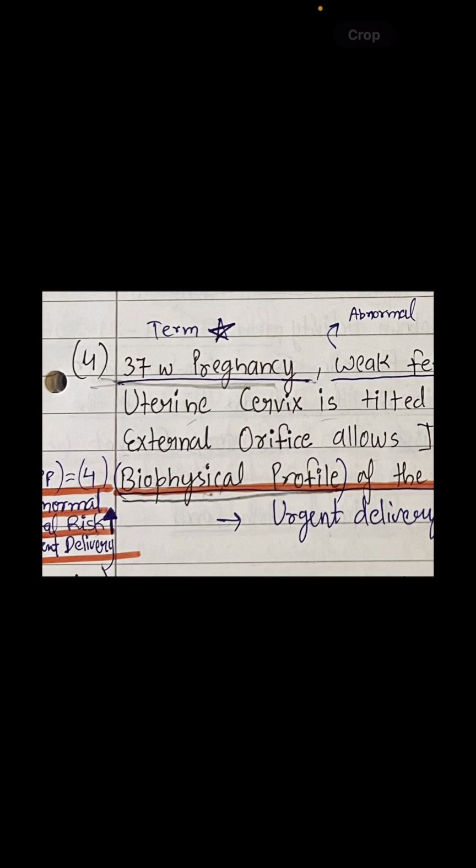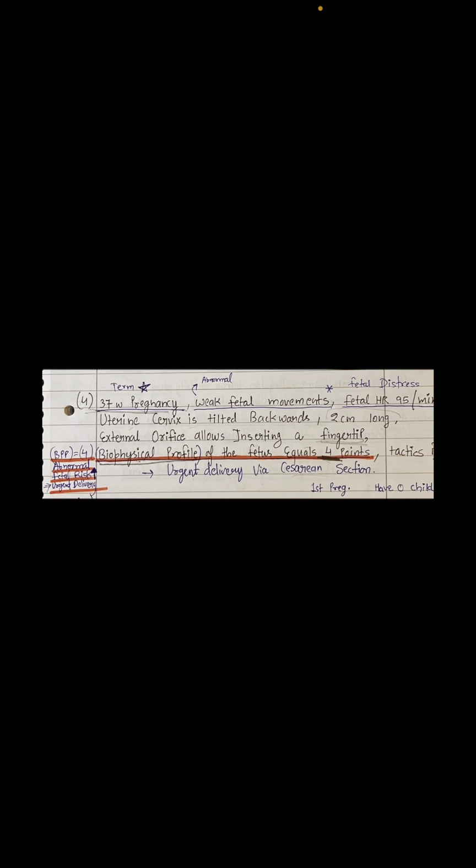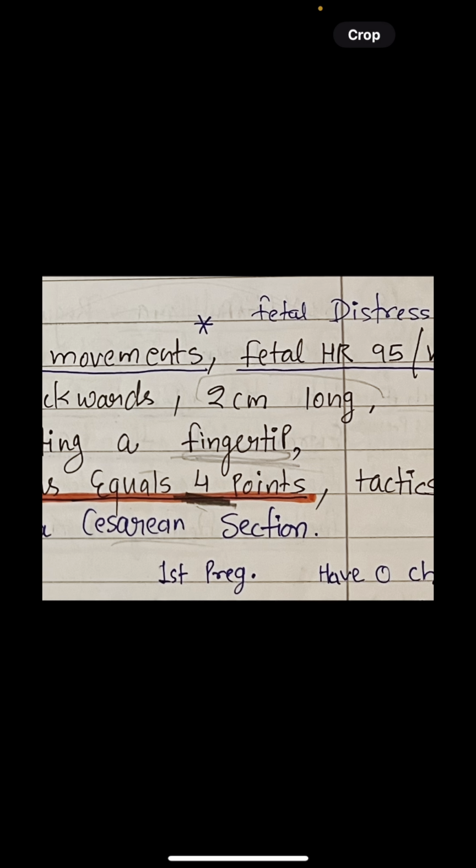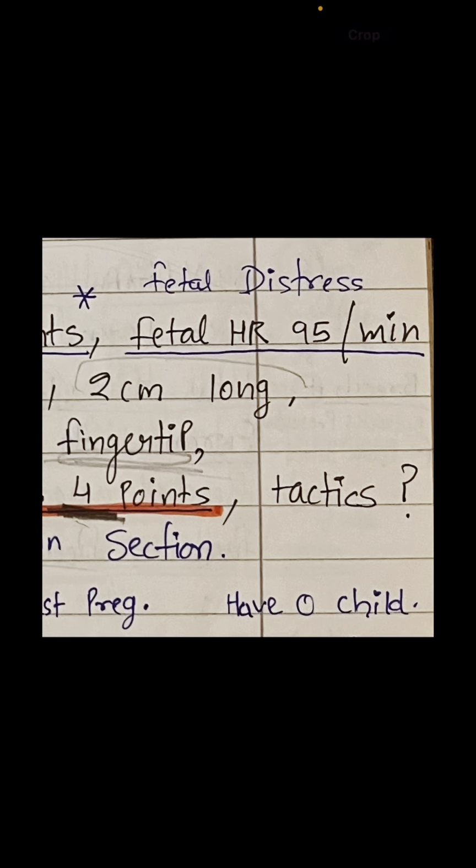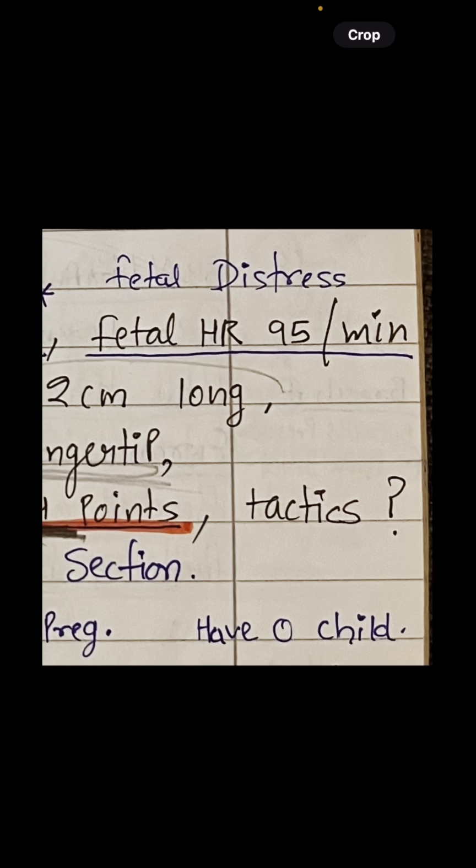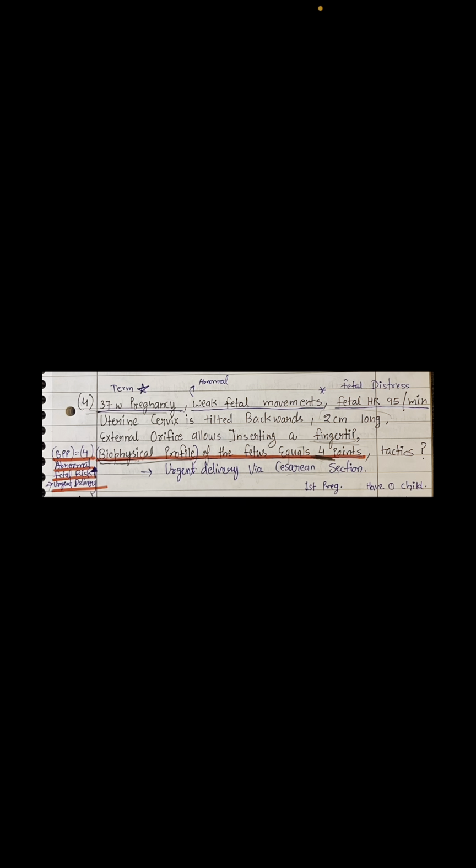Next patient is having 37 weeks of pregnancy, which is a term pregnancy, weak fetal movements, which is an abnormality, fetal distress. So we got what we needed. When there is fetal distress, just mark the cesarean section and move on.